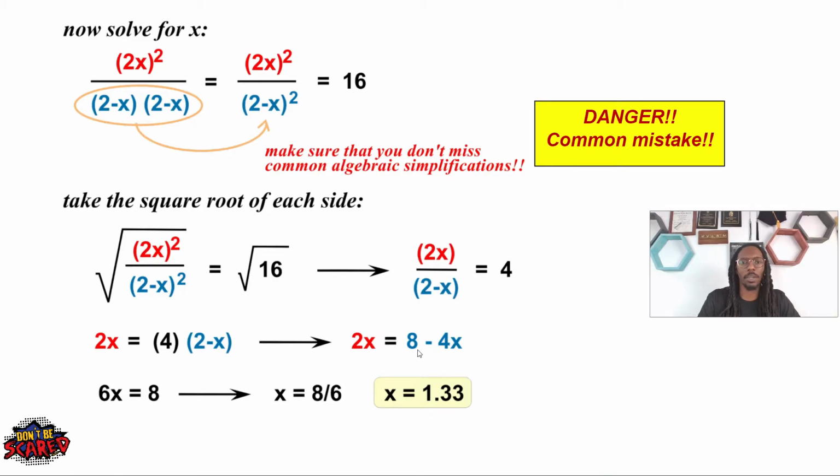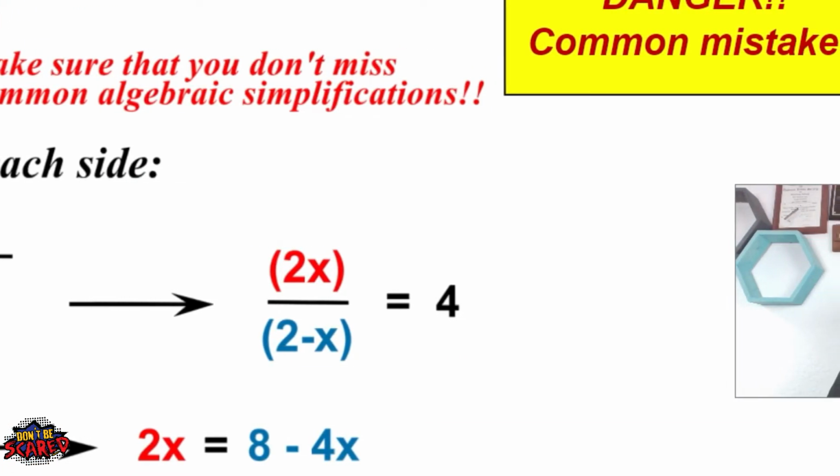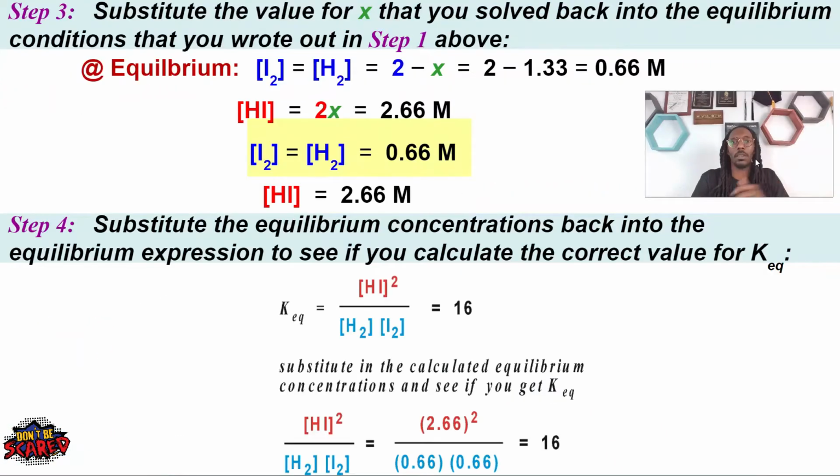So in this case, we need to combine our x's together, add my 4x to both sides. Now I got 6x. And then I just need to divide by 6 to get that by itself. 8 divided by 6, my x is 1.3. Now, am I done? No, I am not done. So we need to go to step 3.